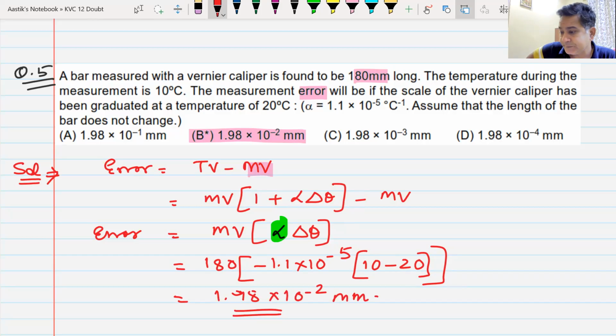Error, Vernier caliper, thermodynamics. Three topics getting mixed. This is the perfect recipe for JEE Advanced: two or three topics getting mixed. This is how you make a question for JEE Advanced. That's it that you need to understand about linear expansion, and that takes us to the next heading.